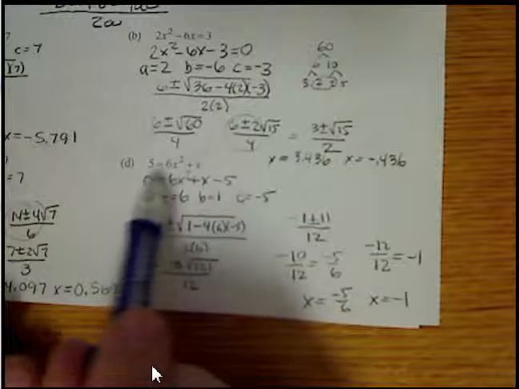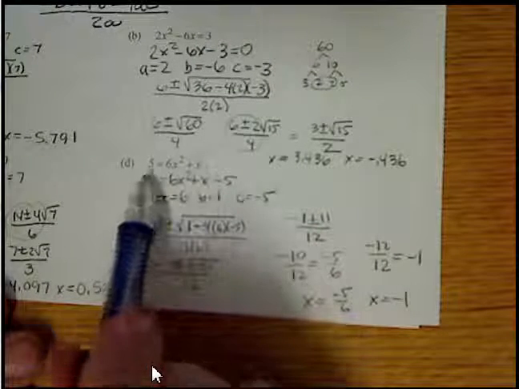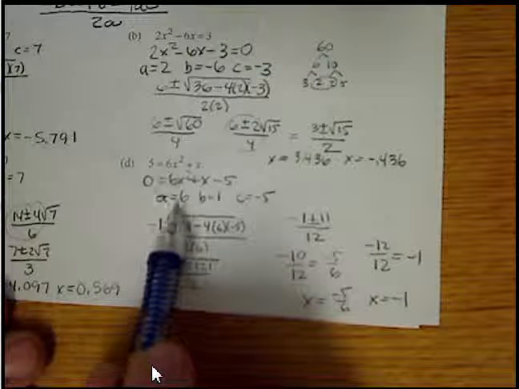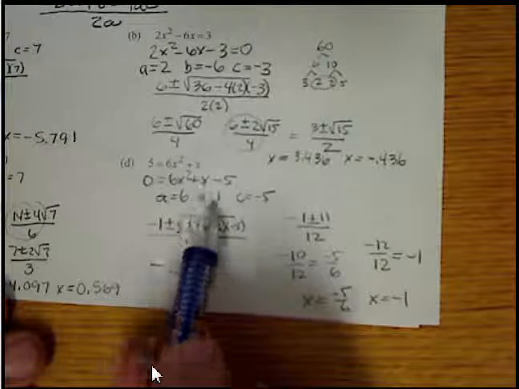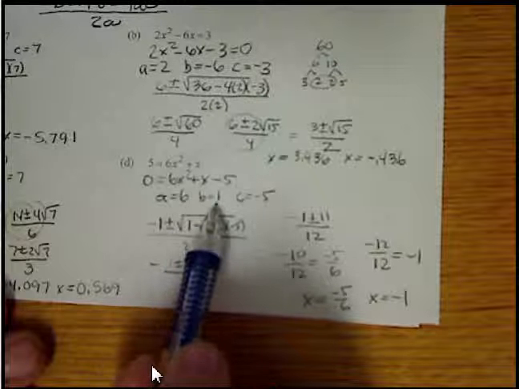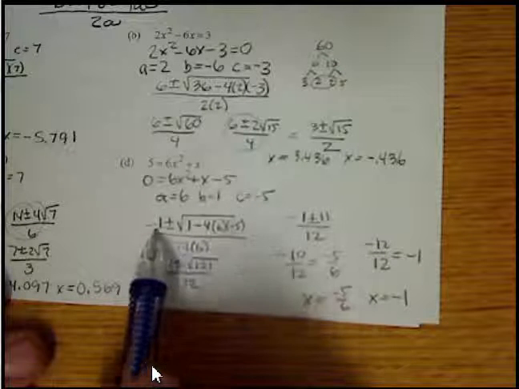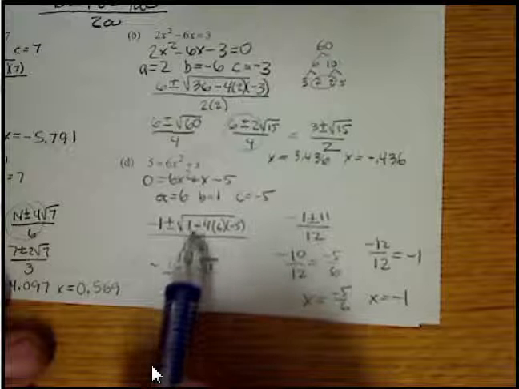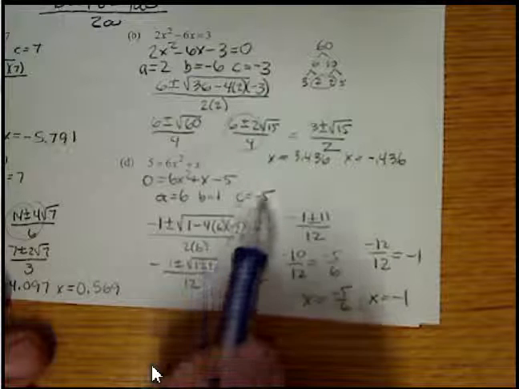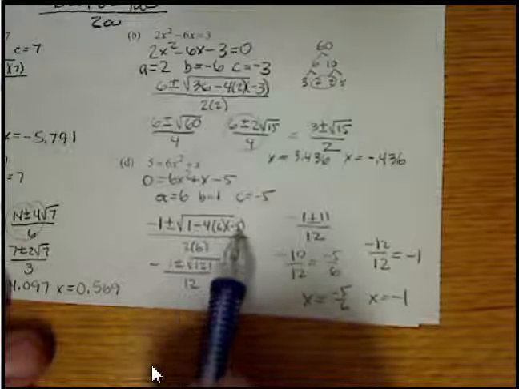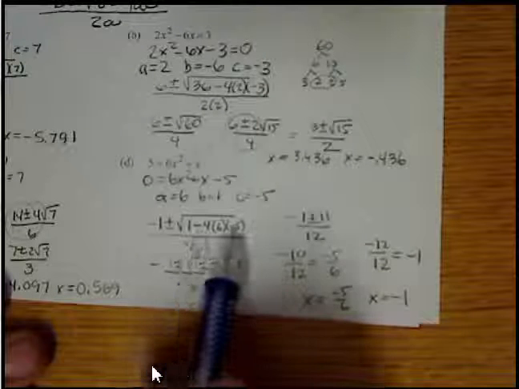Finally, part D. We have 6x squared plus x. We already have, then we're going to move the 5 to the other side. Okay, a equals 6, b equals 1. Nothing in front of the x, that means it's a 1. And then negative 5. So again, negative 1 plus or minus 1 squared is 1, minus 4 times 6 times c was negative 5. I end up getting 120 plus 1 is 121.